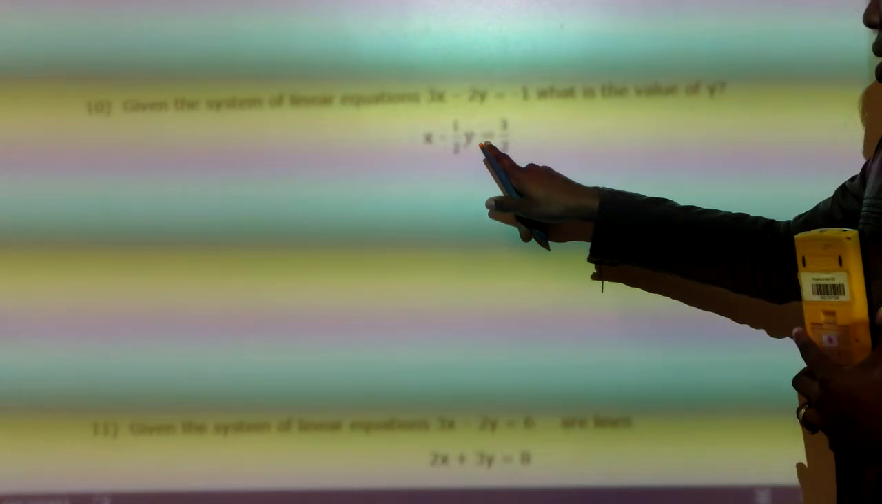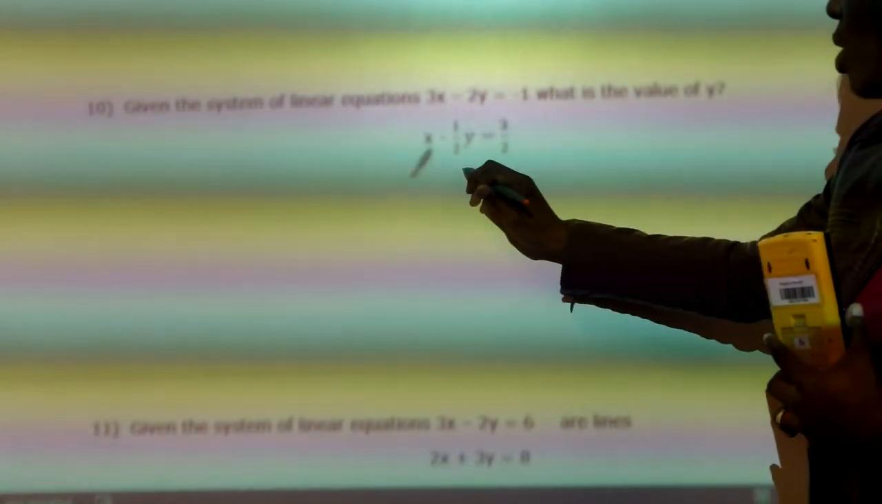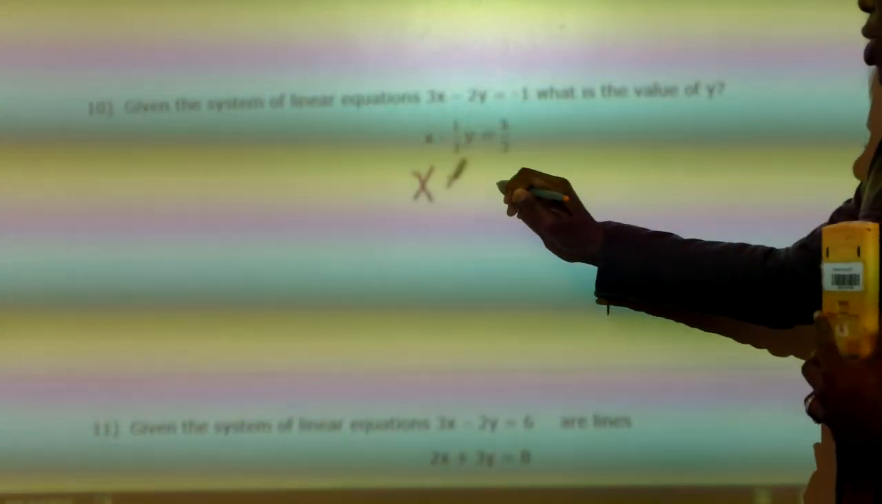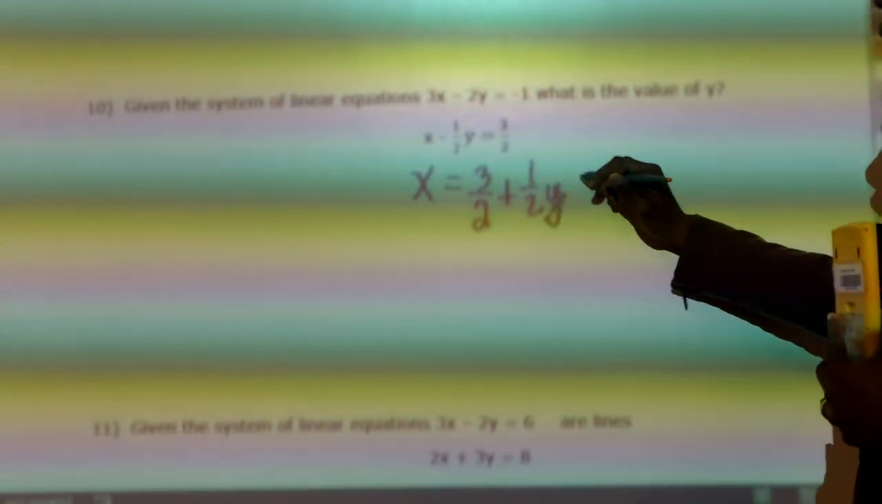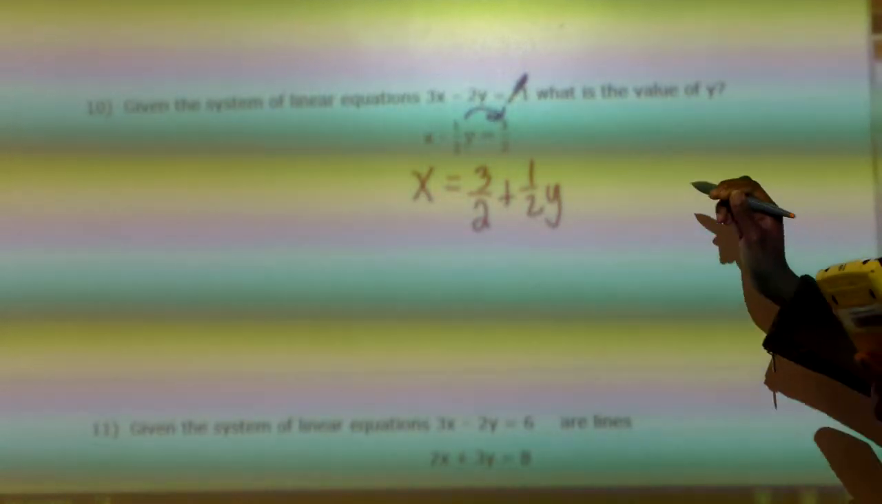All right, number 10. Given the system, what is the value of y? Is that an equal sign? Yes, that is an equal sign. Okay, so I'll just do substitution with this one just to refresh your mind. So we have x equals 3 over 2 plus 1/2 y. I added 1/2 to both sides. Wherever I see an x, I can plug all of that in.